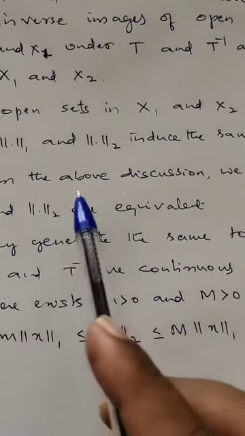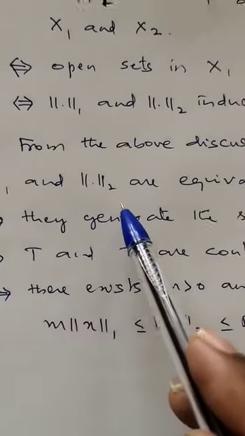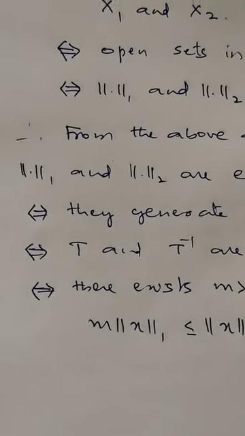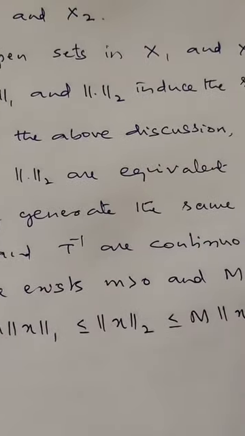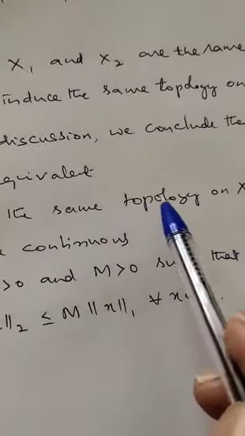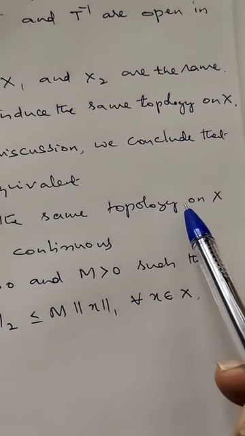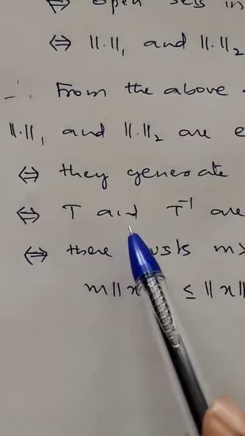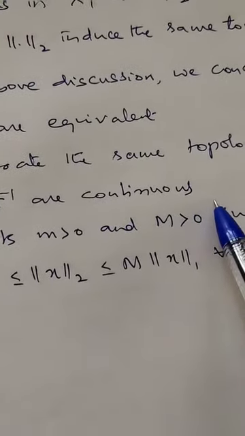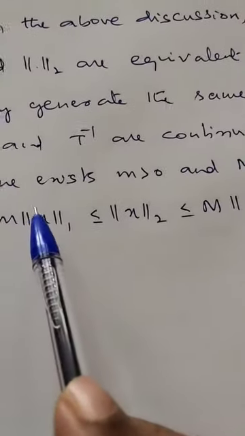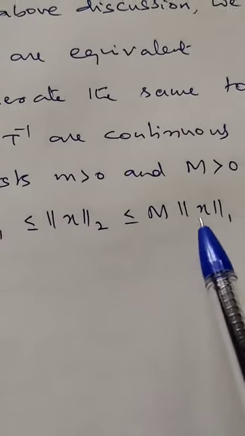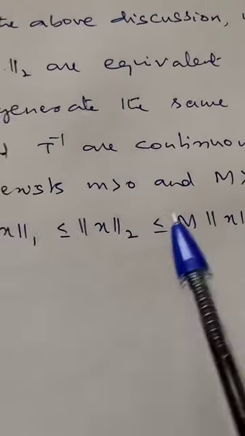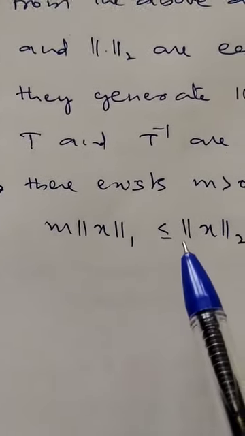Therefore, from the above discussion we conclude that norm 1 and norm 2 are equivalent if and only if they generate the same topology on X. If they generate the same topology, then T and T inverse are continuous. Just now we have proved that if T is continuous then norm 2 of x is less than or equal to M times norm 1 of x, and T inverse being continuous means m times norm 1 of x is less than or equal to norm 2 of x.